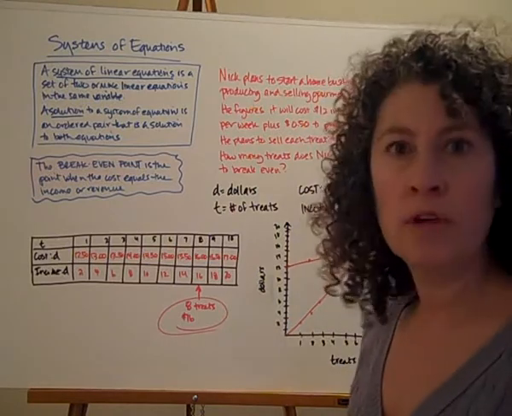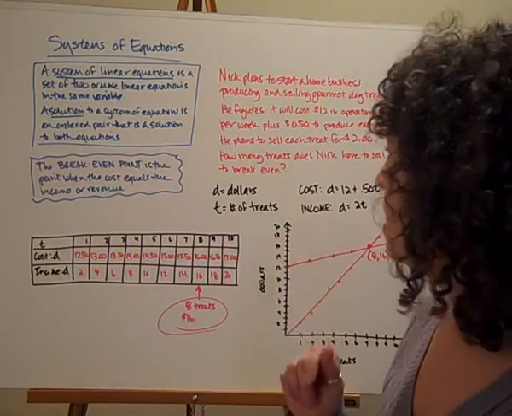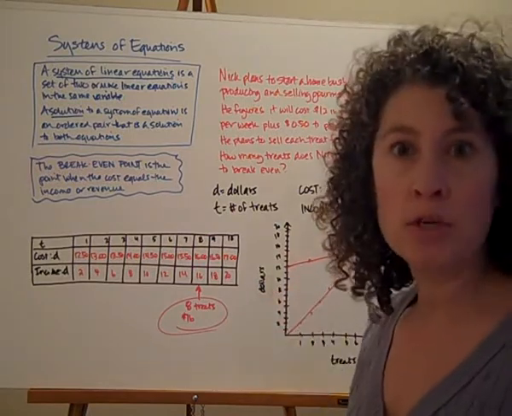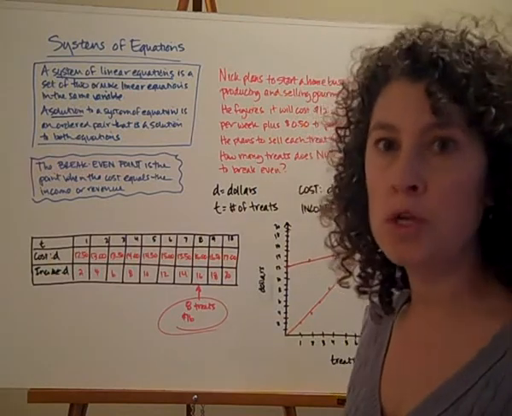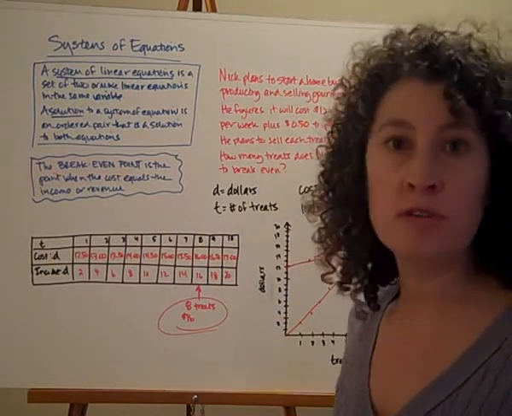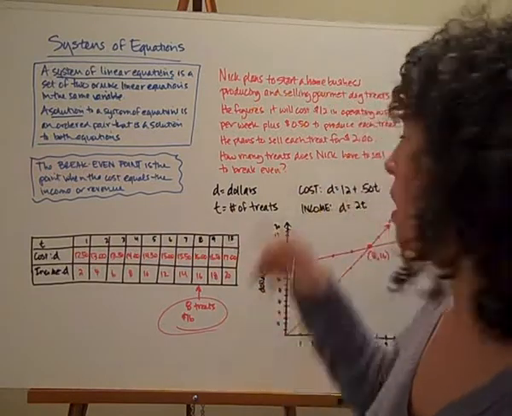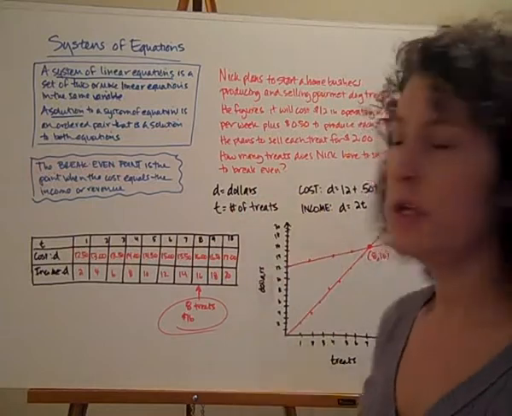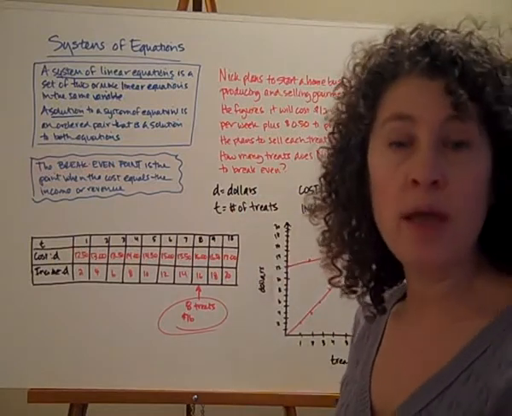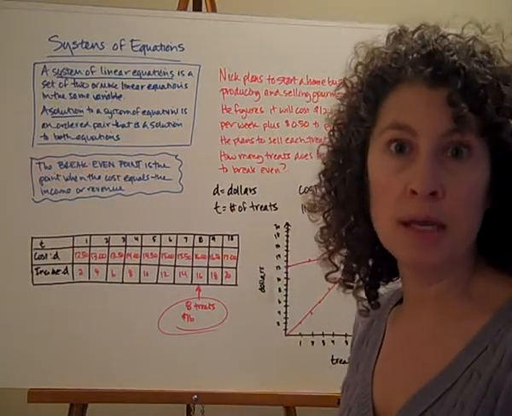So how can we figure this out? So we've got two things going on here. We've got how much he's paying, how much it's going to cost him to make these treats, and what his income is. So we're going to write two equations, one for each of those. First, we're going to define our variables. So he has two things going on. First, we're talking about how many treats he's making and how many dollars he is either paying or getting in as income.